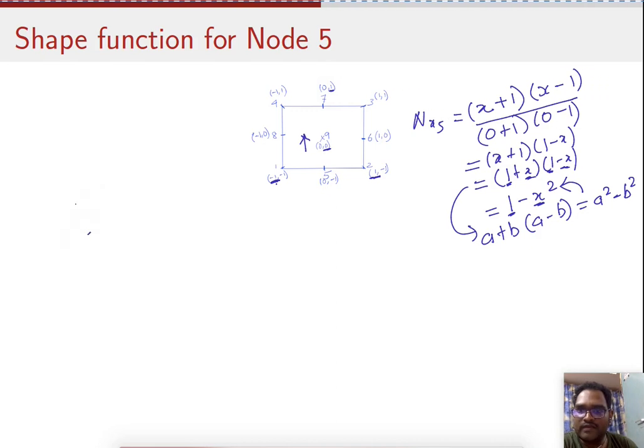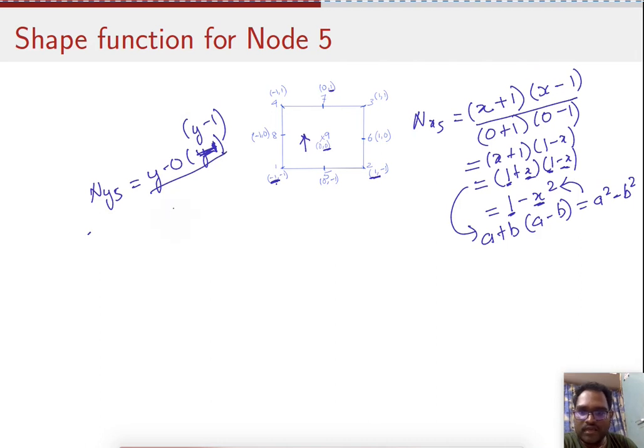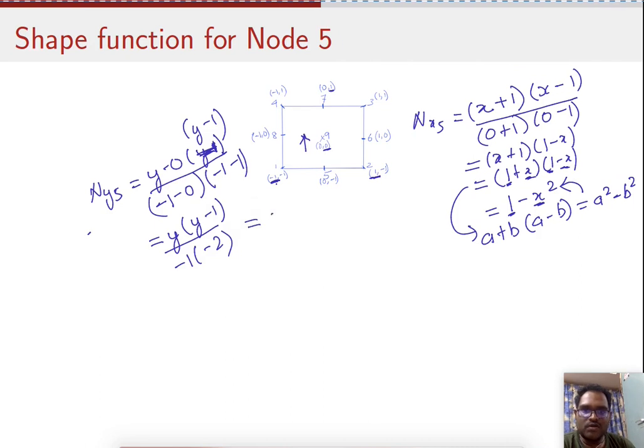So what you're going to have is ny5 is y minus 0 into y minus, or let me just write it over here, y minus 1, and the value of y for the fifth node is -1. So it is -1 minus 0, -1 minus 1, or basically it is y into y minus 1 divided by -1 into -2, or you're going to have it as y into y minus 1 divided by 2.